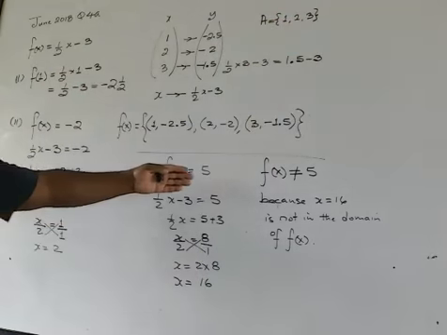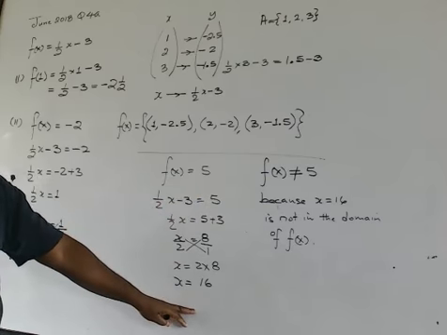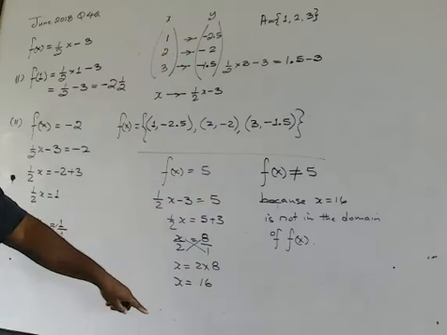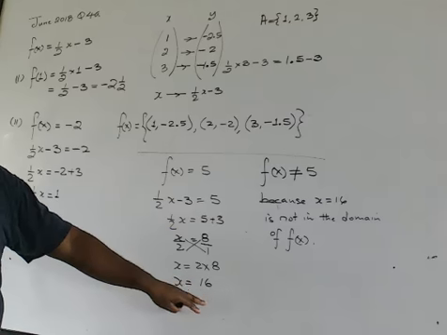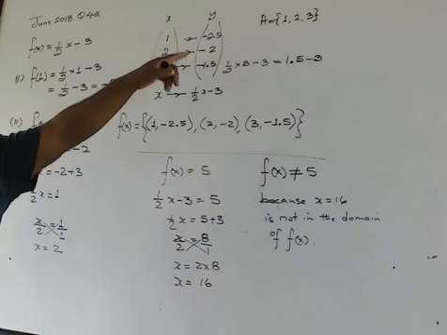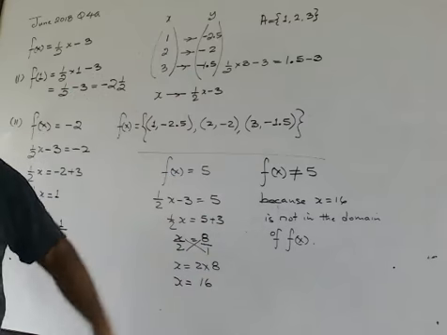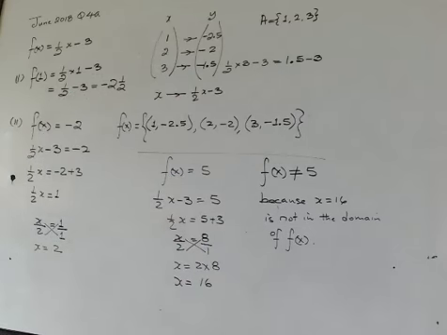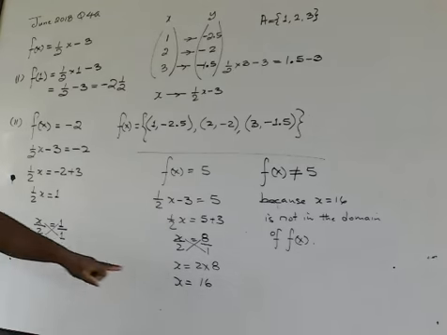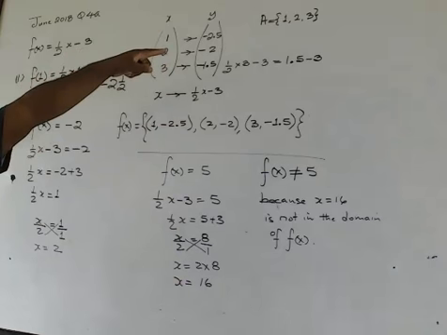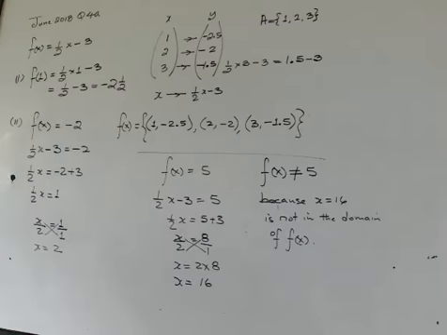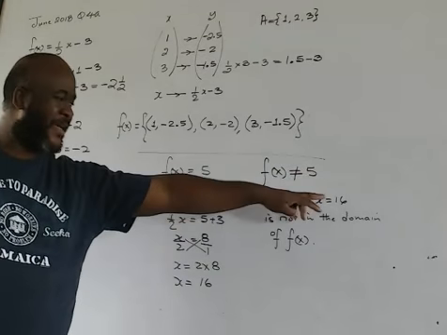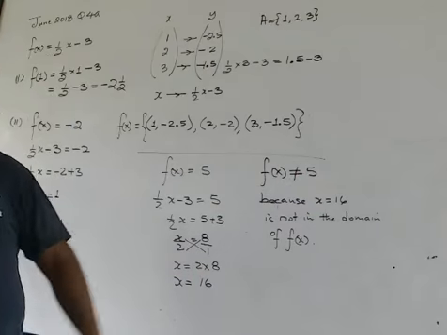But when we put f of x equal to 5, what did x come out to be? 16. Is that in the domain? So therefore x cannot be 16, since x equal to 16 is not in the domain of f of x. F of x cannot be equal to 5, because in order for f of x to be equal to 5, x has to be 16, and it is not in the domain of f of x. Because x equal to 16 is not in the domain of f of x.